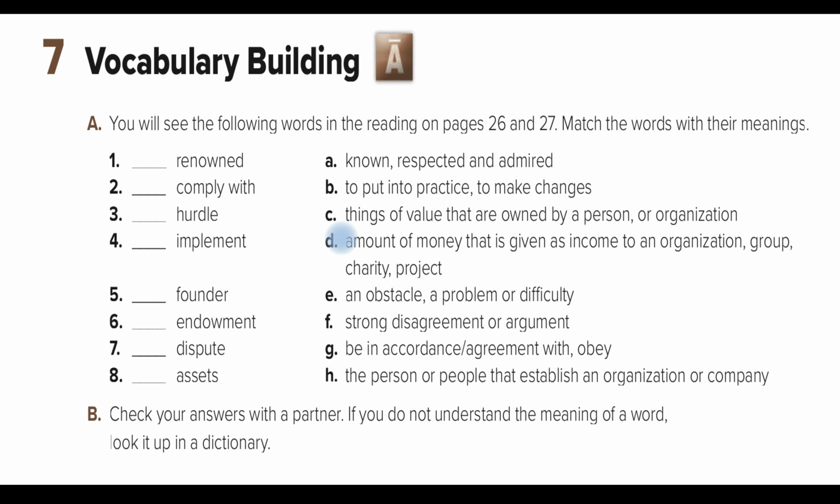Right now we have vocabulary building. So here are the words that will be found on pages 26 and 27, the reading passage. I'm going to introduce the words right now to you, and then we will discuss them and give the meaning of them, okay? And then afterwards we will match the words with the correct meaning.